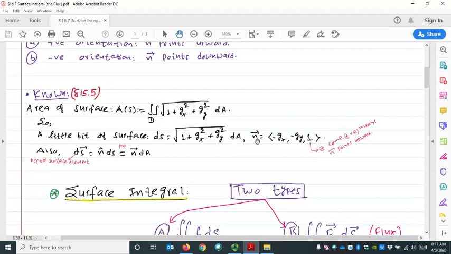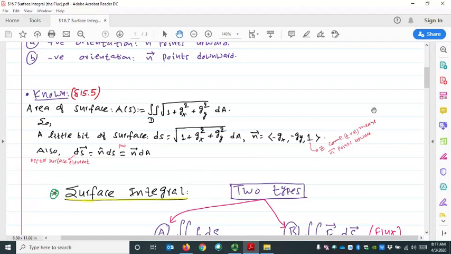We know the normal vector is n equals the vector negative g_x, negative g_y, 1, and this 1 is the z component, which is positive, which means our normal vector points upward. If this 1 is negative, that means the normal vector points downward. And also we know the vector surface element dS equals n dS or n dA.